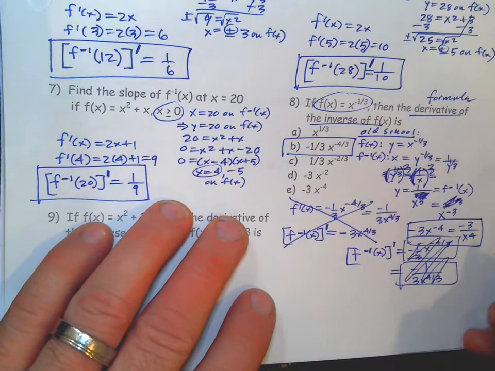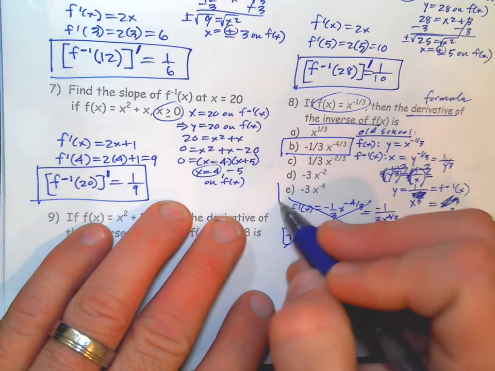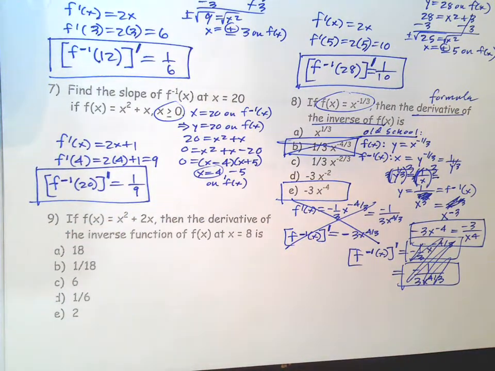So the answer is negative 3x to the negative 4th, E. I made a little mistake there. All right, so we had to do that one old school. Number 9.